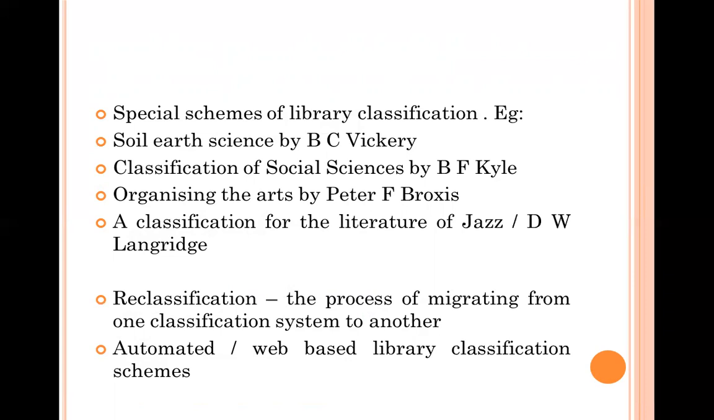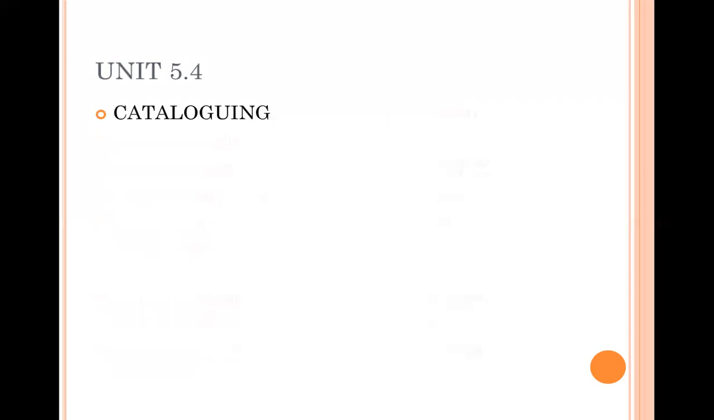Then there is something called reclassification. Whenever you are moving from one classification to another, say you are following DDC in your library, you feel it's not sufficient, and you want to migrate to UDC, that process is called reclassification. Then nowadays we talk about automated or web-based library classification schemes, when people are trying to develop some schemes here and there, including WebDewey, for the purpose of creating automated classification numbers online. Fine. That's the end of unit 5.3.